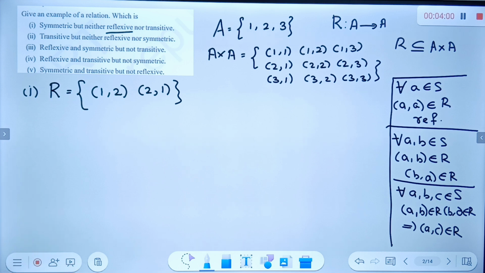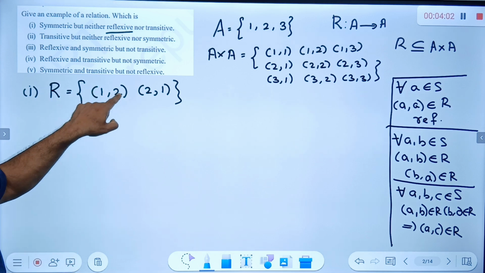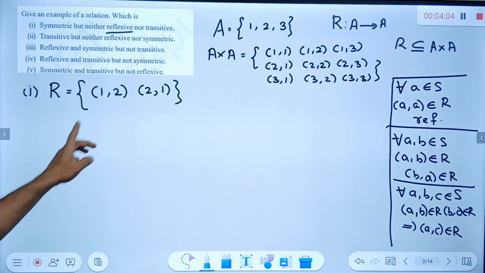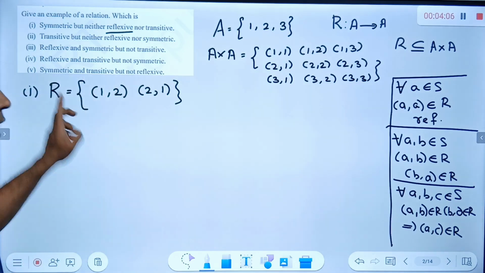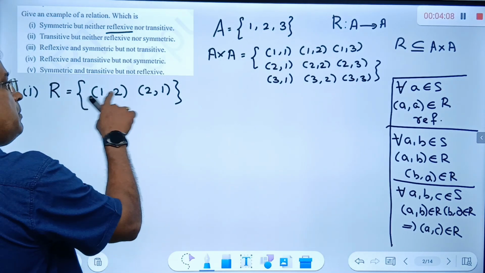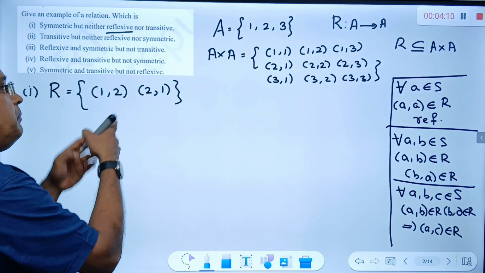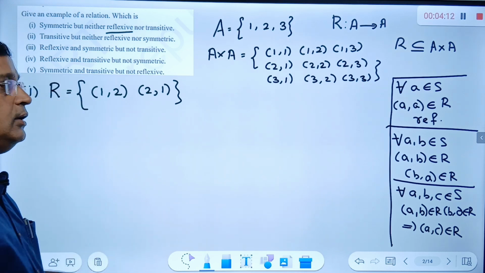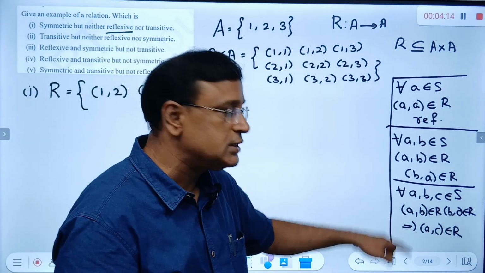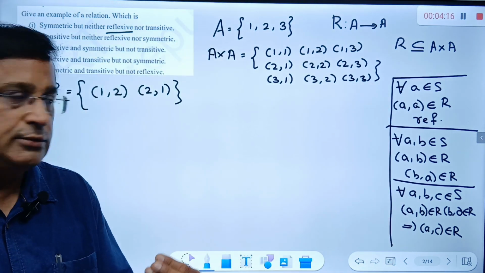Now let us see whether it is transitive. If I have (1,2) in R, which is true, and (2,1) is also in R, which is true, then (1,1) should be in R. But (1,1) is not in R. Therefore, this condition is not satisfied. Therefore, it is not transitive.